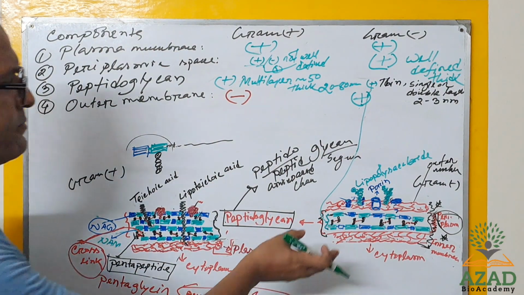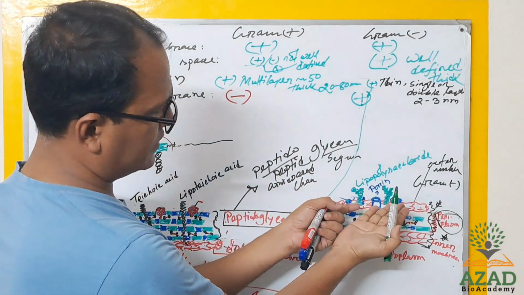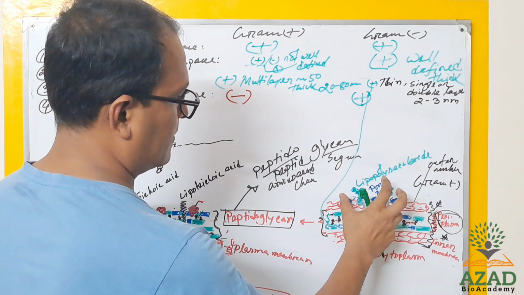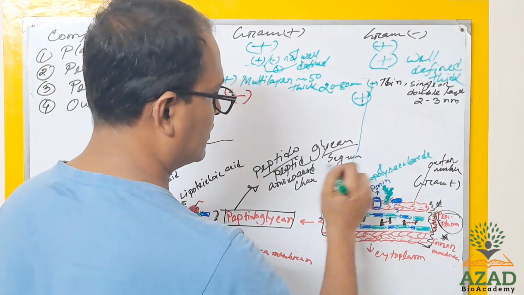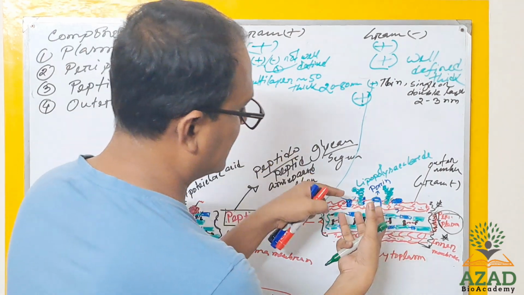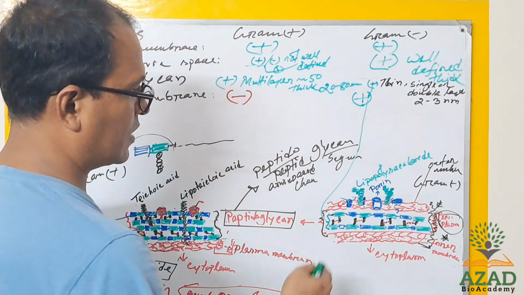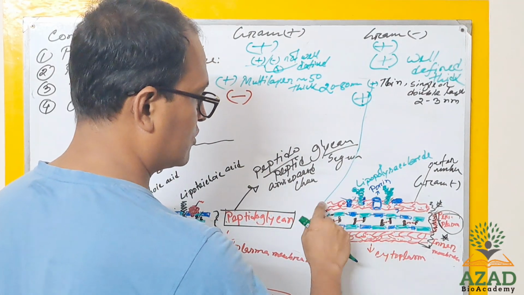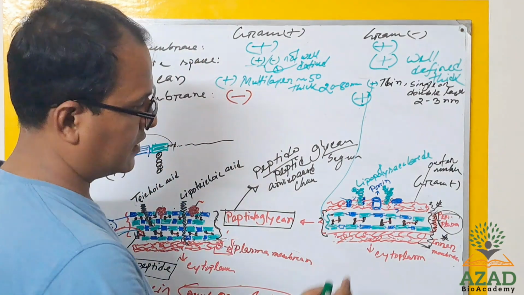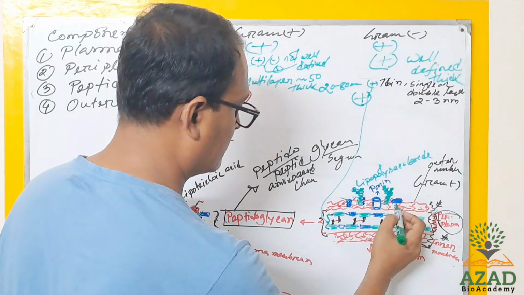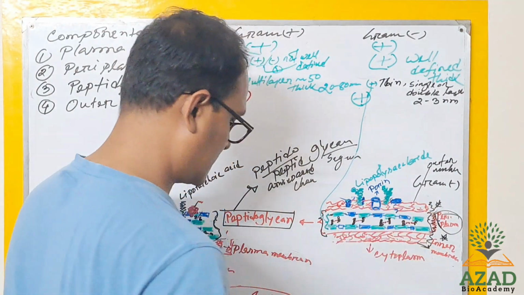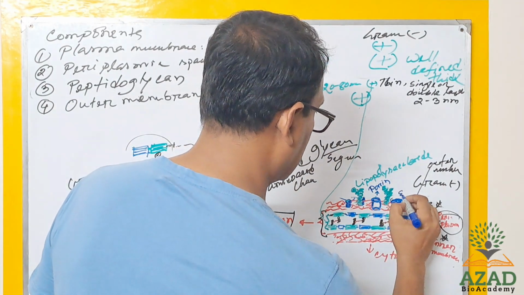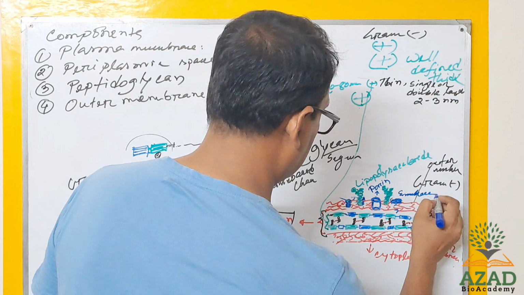Now, as the outer membrane is present, you can see the outer membrane is carrying some molecules, that is lipopolysaccharide, which is directly integrated with the outer membrane. You can think about the porin, which is a channel that is also present in the outer membrane. Some embedded proteins are also present in the outer membrane.